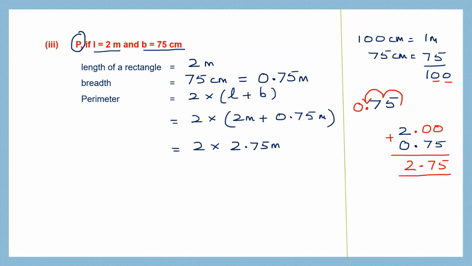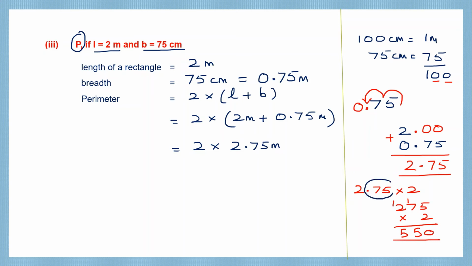So let's multiply that. 2.75 into 2. Ignore the point. 275 into 2. 2 5s are 10, carry 1. 2 7s are 14 plus 1, 15, carry 1. 2 2s are 4 plus 1, 5. 550. Let's go back to the question and check the decimal places.